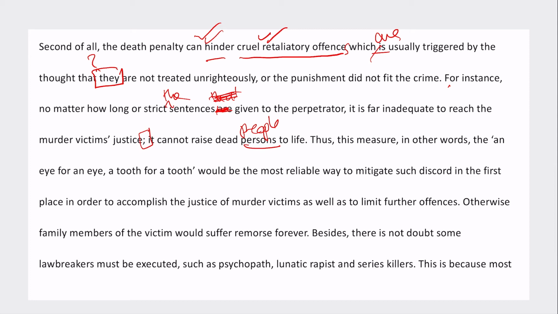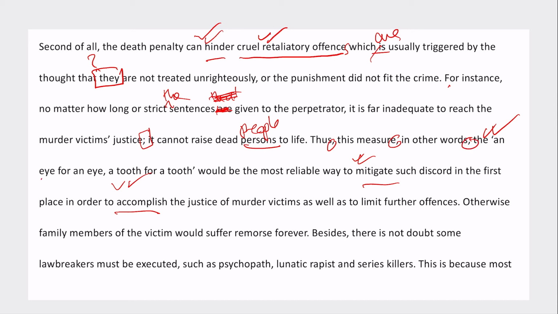Thus, this measure, in other words, an eye for an eye, a tooth for a tooth, would be the most reliable way to mitigate such discord in the first place in order to accomplish the justice of murder victims as well as to limit further offences. This is a really good sentence. I like this a lot. I mean, there are too many commas here, 1, 2, 3, too many. But other than that, it's a very minor point.